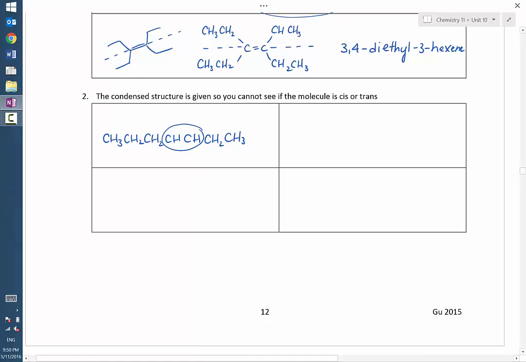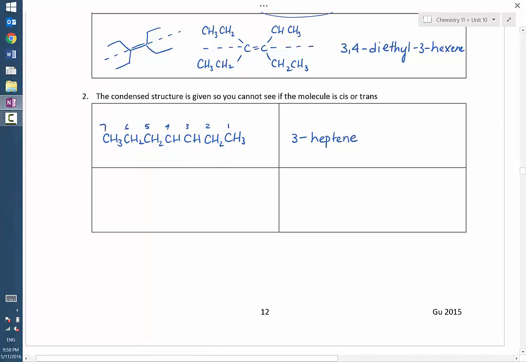Now when you look at that region, you can't tell if the branches that are attached to that double bond are pointing upwards or downwards, because we've drawn it in the condensed form. So because of that, there's no way for you to tell, so you would not assign cis or trans. We would label this from the right side to give the double bond the smallest number possible, which is 3. There's 7 carbons, so this would be called 3-heptene.